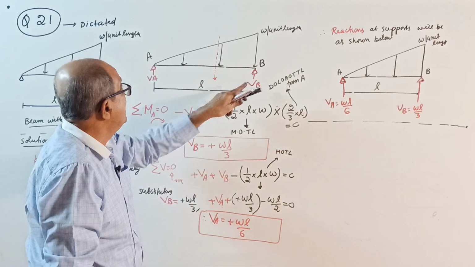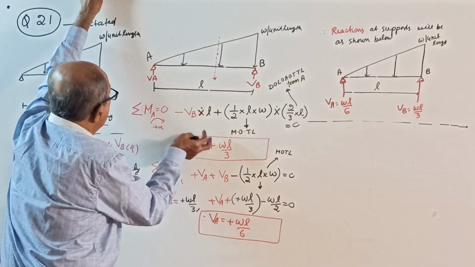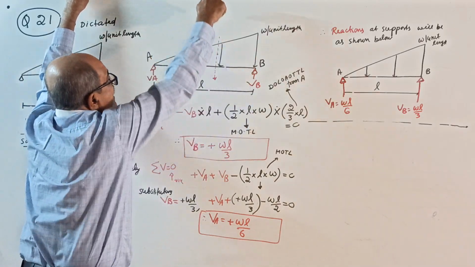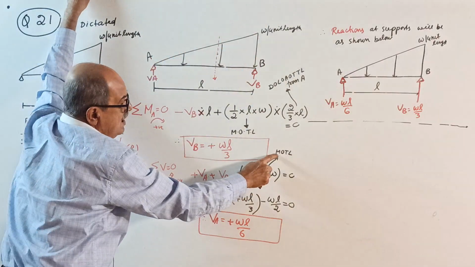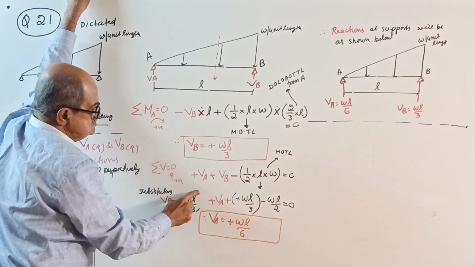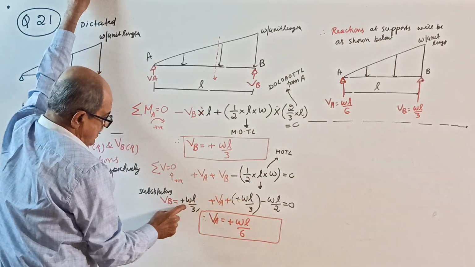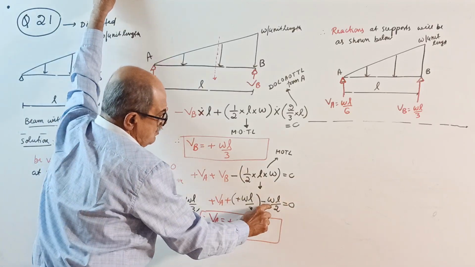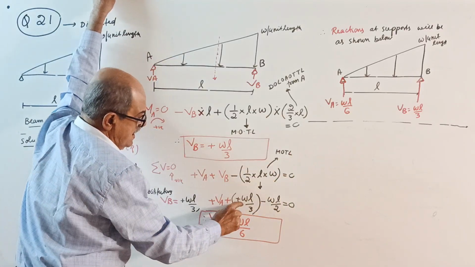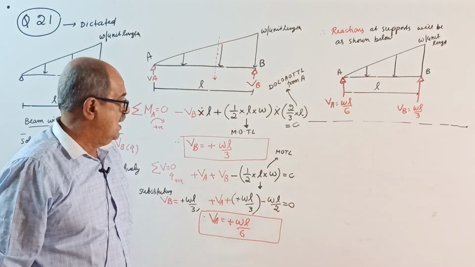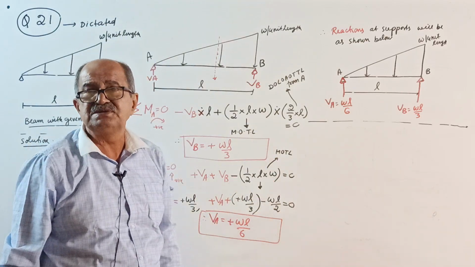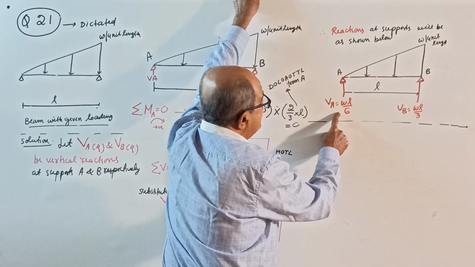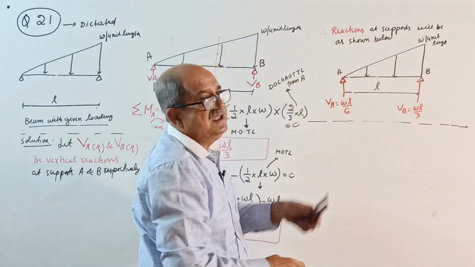Reaction. See, you will get more reaction here. Sigma V, upward positive: plus VA plus VB minus total load. Now only total load. VA plus substitute VB, WL by 3. When you take that side, it will become WL by 2 minus WL by 3. 1 by 2 minus 1 by 3 is plus 1 by 6. You will get WL by 6. So reactions are WL by 6, WL by 3 is the answer.